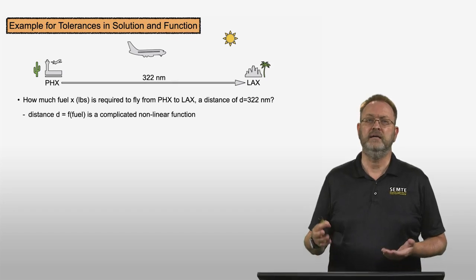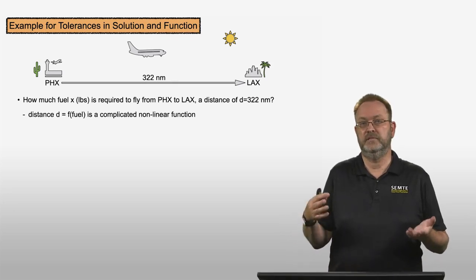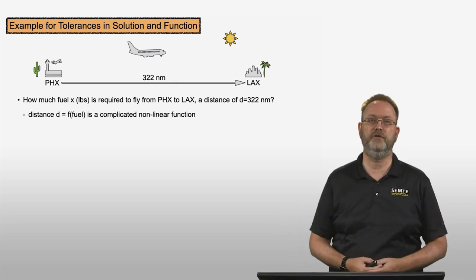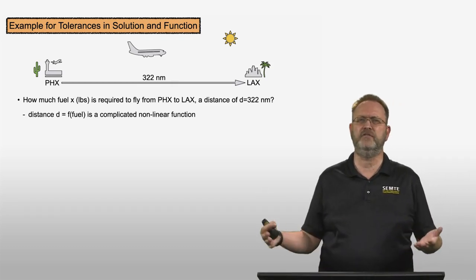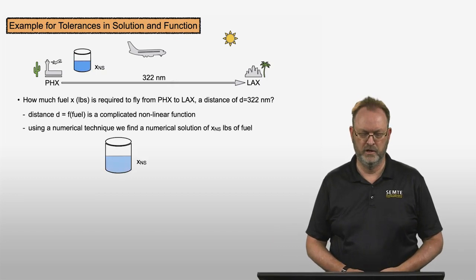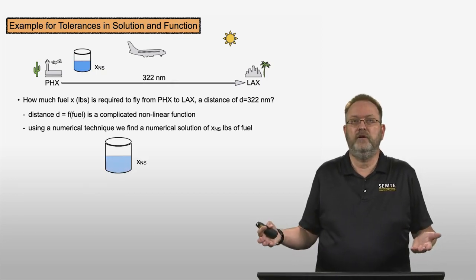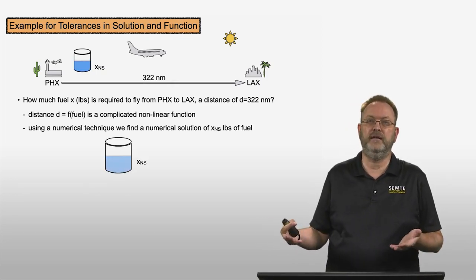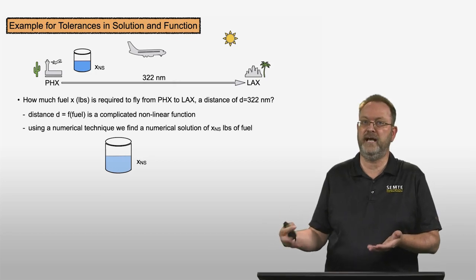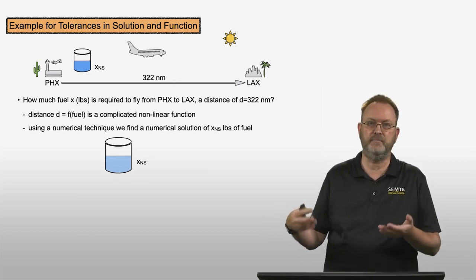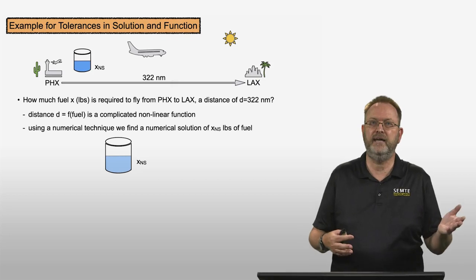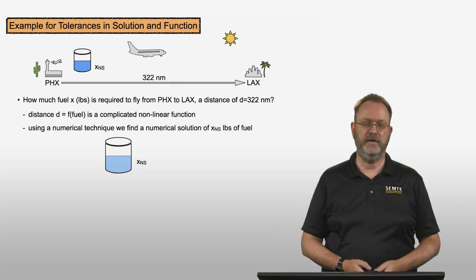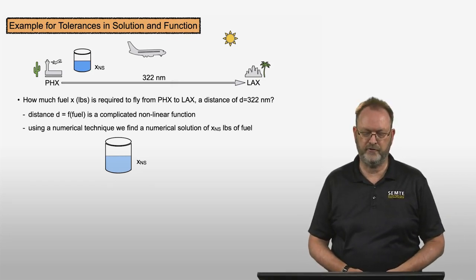And let's say that this function, distance as a function of the amount of fuel, is some very complicated nonlinear function that you can't solve analytically. So you're going to use some numerical technique, and you're going to find a numerical solution, x_NS, that tells you I need x_NS pounds of fuel to fly the distance of 322 nautical miles.